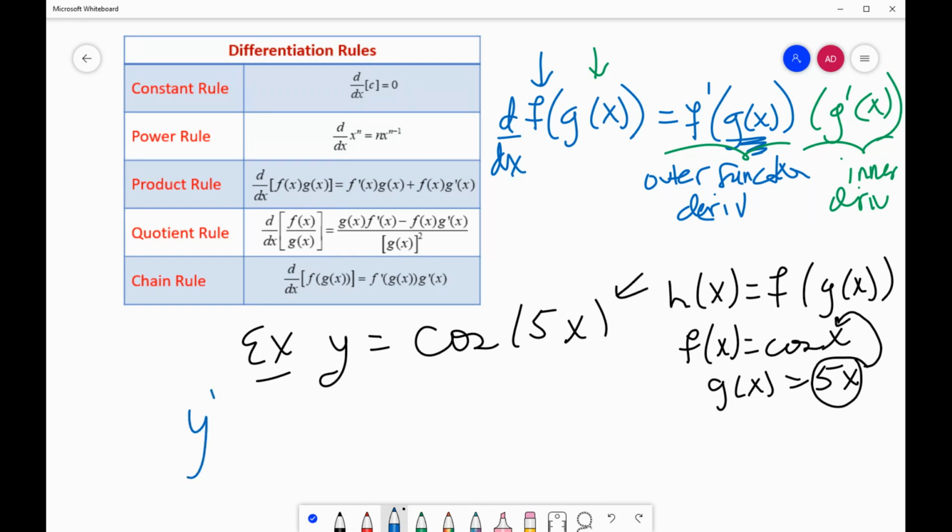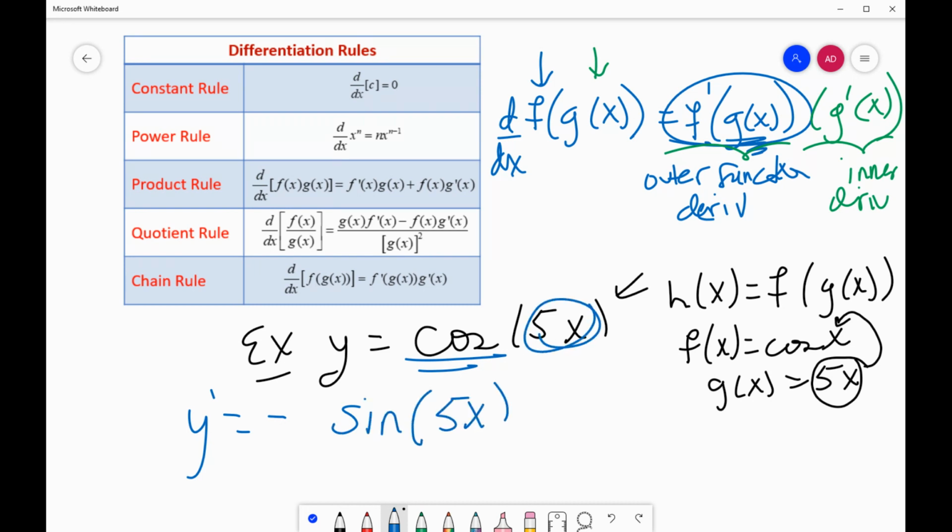So to find the derivative, you're basically going to follow the rule. The rule says find the derivative of cosine. The derivative of cosine is negative sine. And notice I'm preserving g of x, I'm not messing with g of x. G of x is staying here. Then I take the derivative of 5x, which is 5. And now when I kick all this out, I get negative 5 sine of 5x.